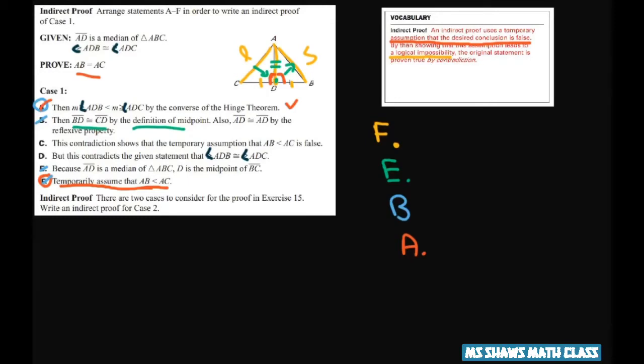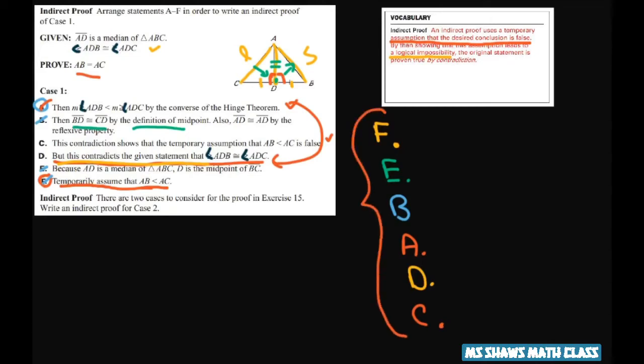So the next one, let's see. This contradicts, showing the temporary assumption is false. This should be your last one. But this contradicts the given statement. So that's going to be D next. And your final statement should be contradicts the given statement. So that would be C. So C goes next. All right, so that's your order.